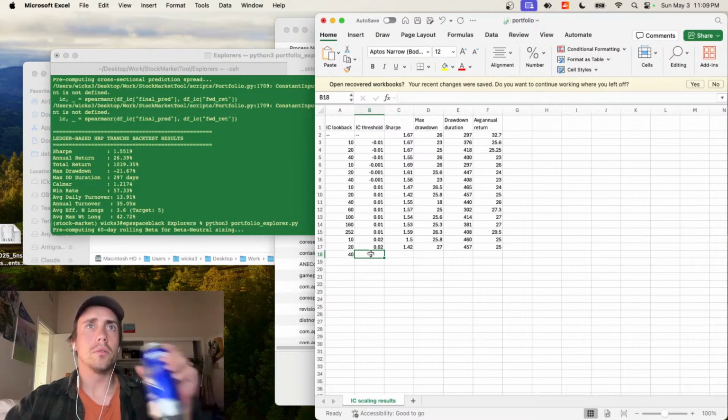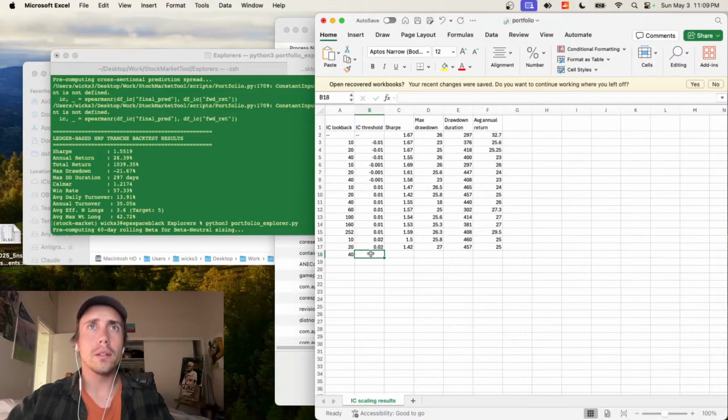I see threshold .02. Sharpe 1.55. Max drawdown 22%. Drawdown duration 297 days. Average annual return 26%.